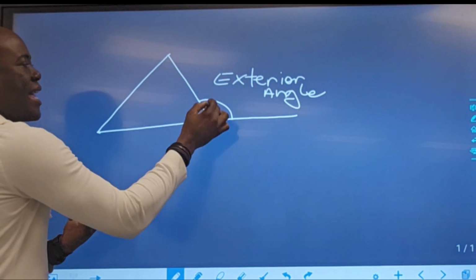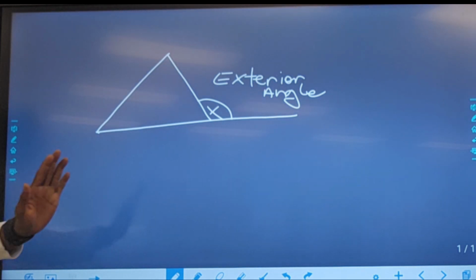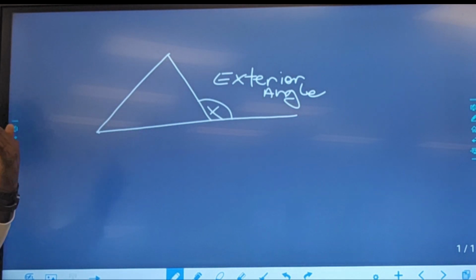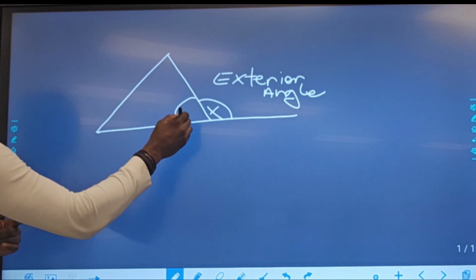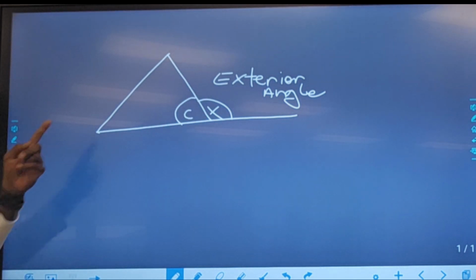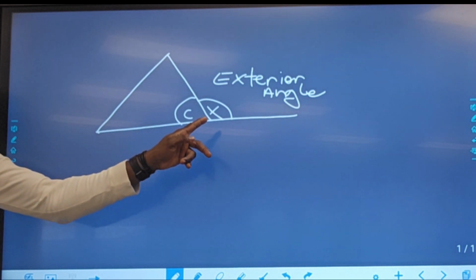So let us say I call this angle X. That is my exterior angle X. Now, there are two remote angles here. There are two angles that are remote, and there's one that is adjacent to it. The one that is adjacent is not remote. This is an adjacent interior angle. Let us say I call this angle C. You see there's a linear pair here, right?